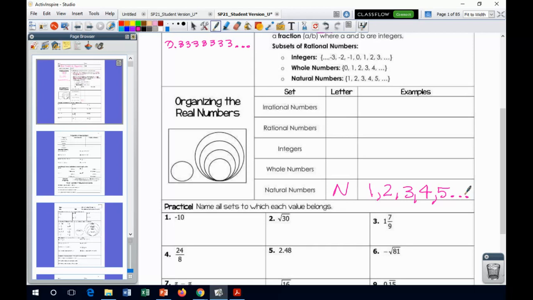So how do you denote nobody? How do you denote nothing? What number do we use for it? 0. So here we have the whole numbers, and that's when we bring 0 in.